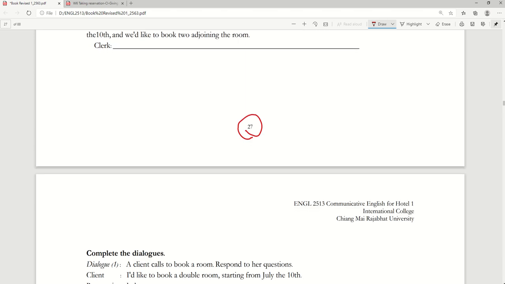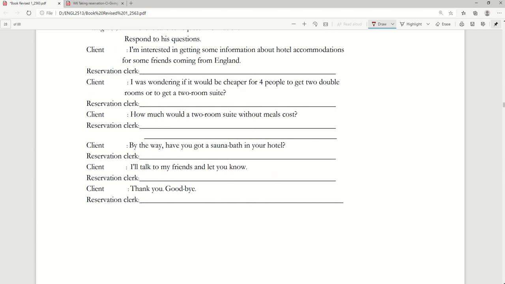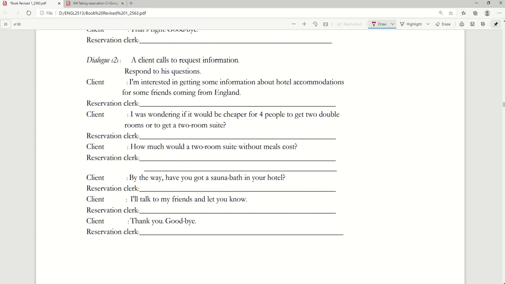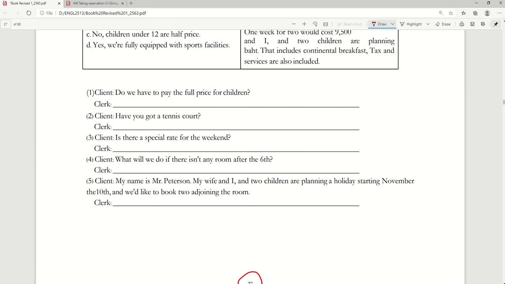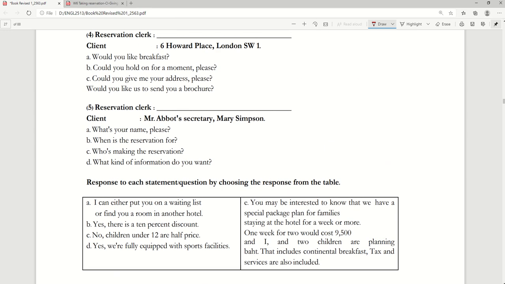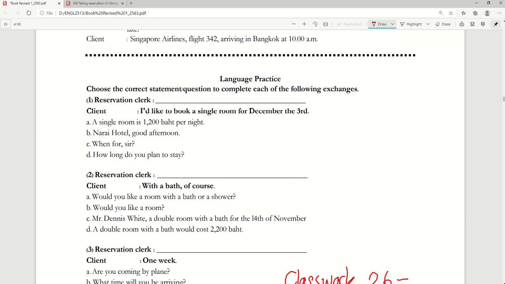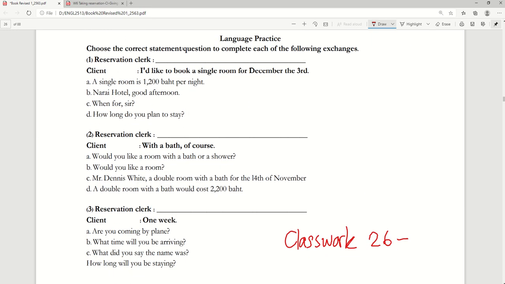Oh, one more, sorry, 28. Page 26 and 7, easy for you. Why? Since there are multiple choices for you to choose. So it means you learn from that.